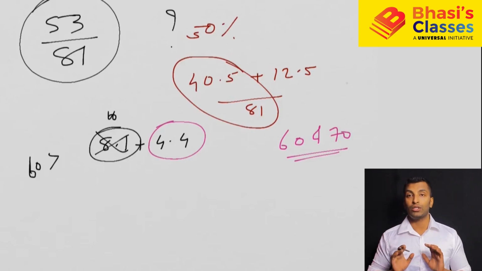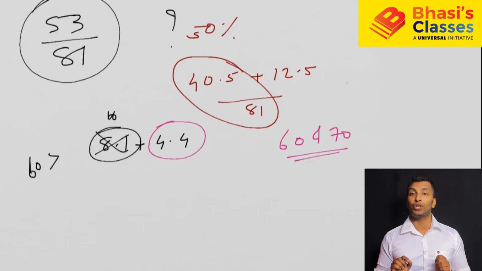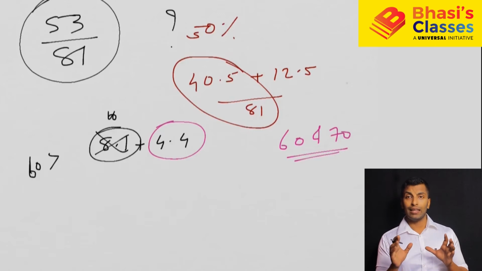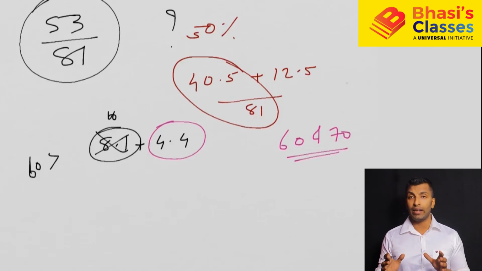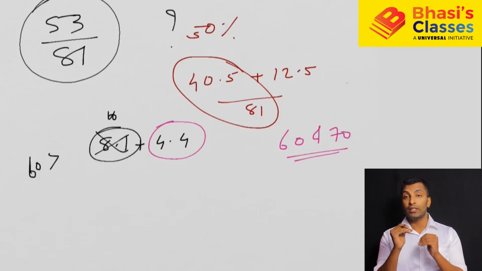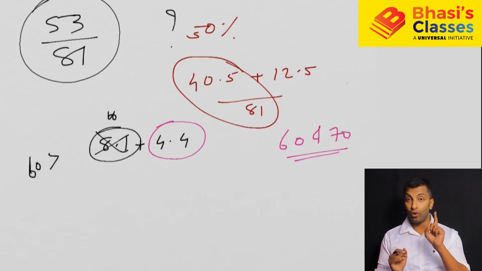So here you can stop the calculation. You don't want to calculate further. The advantage of this method is basically that as and when you want to stop, you can stop. It depends on the answer options given to you. So if you have flexibility like that, you can stop the calculation here. You understood that the percentage lies between 60 and 70. If you have only one option between 60 and 70, you can pick that as the answer without doing any more calculation.